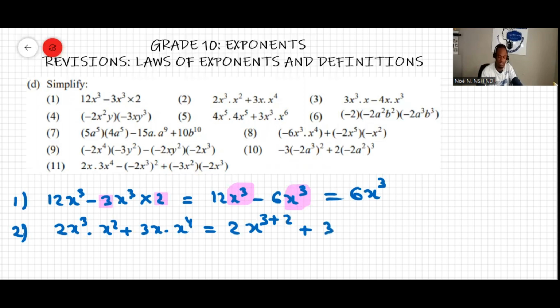When you don't see any exponents, understand that it's 1 there. And then it's going to be x to the power of 1 plus 4. Okay. So this is like 2x to the power of 5 plus 3x to the power of 5. Now, because they are like terms, we can just say 5x to the power of 5. Okay, and then 3.